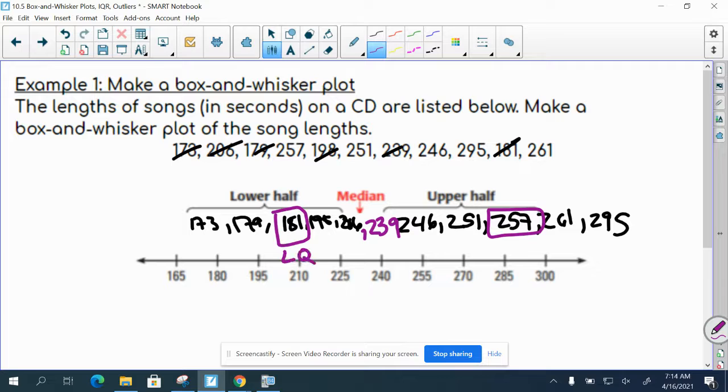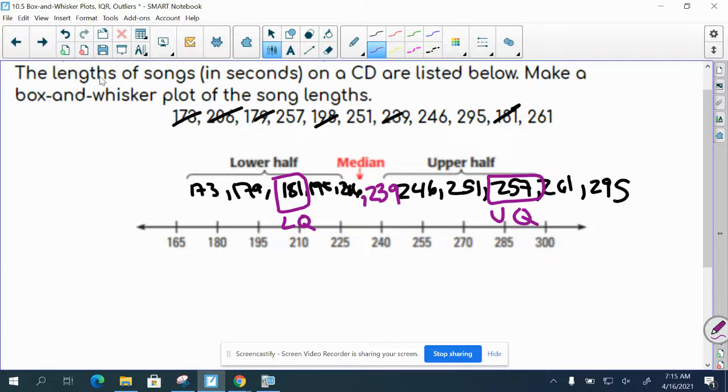So lower quartile, upper quartile. Okay, so then they give you this number line to kind of organize everything. So we're going to put a dot on each end for the smallest and the highest number. So 173, it's about halfway between these two numbers. So I'll put a dot here and label 173.